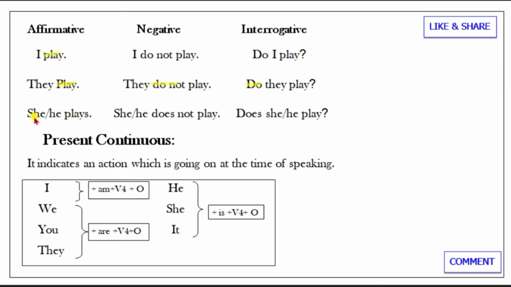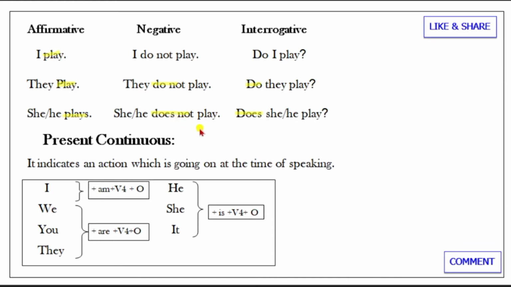In the same way, already explained, he, she, it are third person singular. After these we must and should use the S form verb. So she plays. She does not play. Here plays is the S form verb given. Instead of that we have to write does not whenever we write a negative form sentence. Does she play? Interrogative.